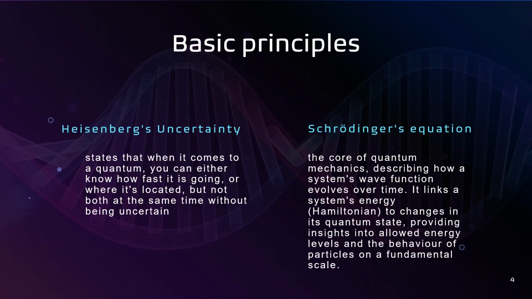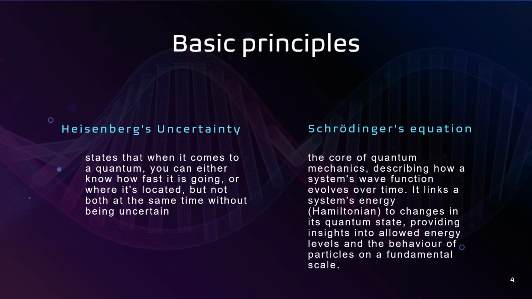Let's look at some basic principles in the field of quantum mechanics. First, probably most famously, is Heisenberg's uncertainty principle, which he won a Nobel Prize for. And that states that when it comes to a very, very small particle, you can either know how fast it's going or where it's located, but not both at the same time without being uncertain.